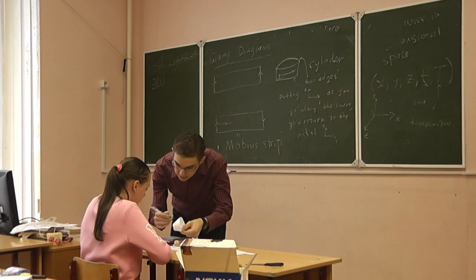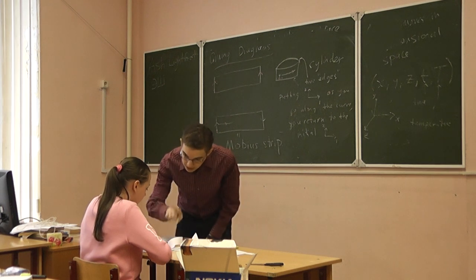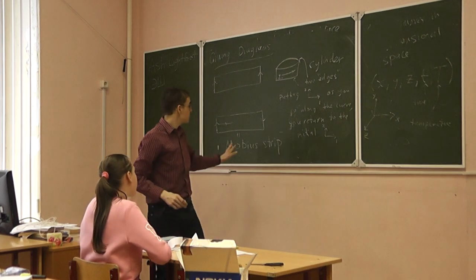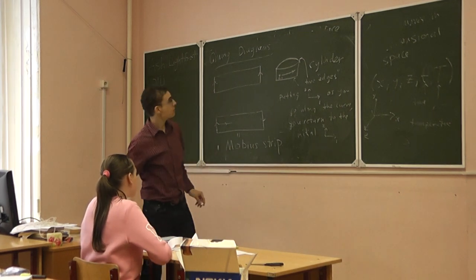And we got back to us. So it just has one edge, because you fold around, you stay on one edge. So the Möbius strip has one edge.